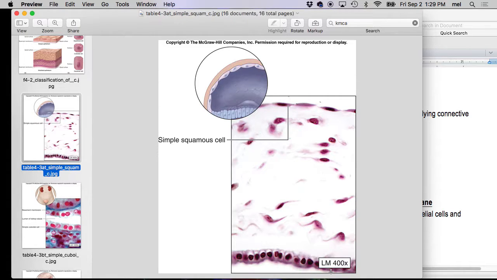So this is an epithelial tissue. Do you see it down there? Cells right next to one another. This is a connective tissue. There's a whole bunch of room for stuff between the cells, right? So an epithelial tissue has the cells right next to one another.